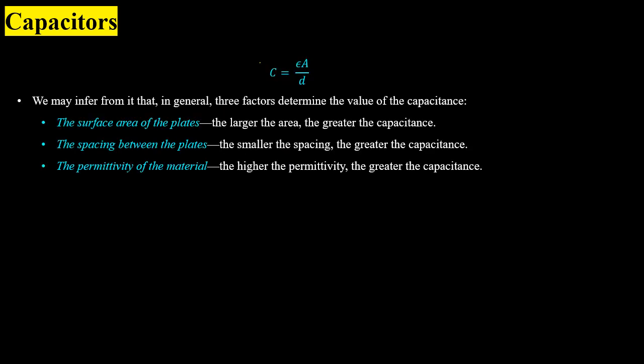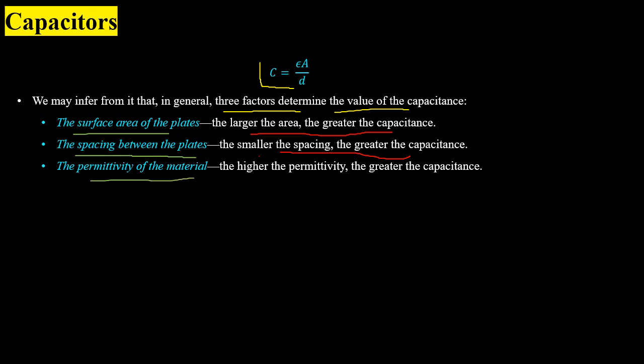Now from the given relation for capacitance, we may infer that in general three factors affect the value of capacitance. The first one is the surface area of the plates. The larger the area, the greater the capacitance. The second one is the spacing between the plates. Reducing the distance between the plates will increase the capacitance. And the last is the permittivity of the material. The higher the permittivity, the greater the capacitance.